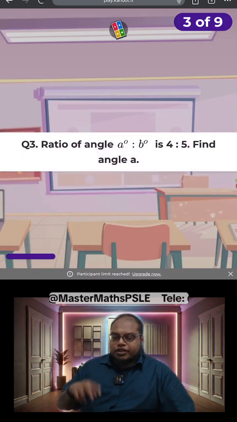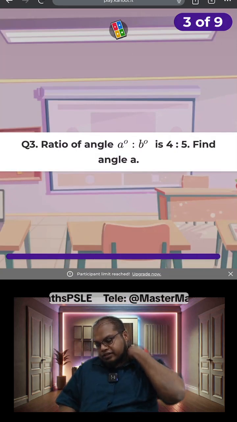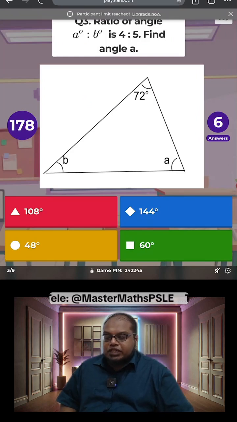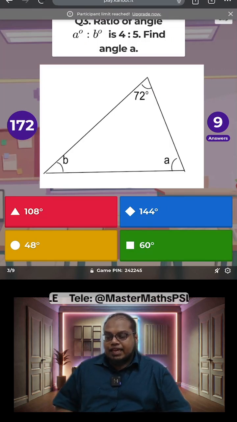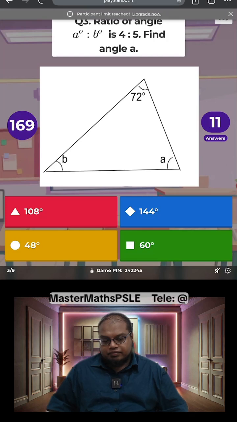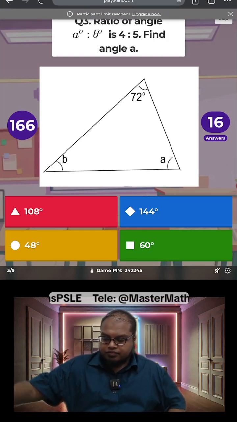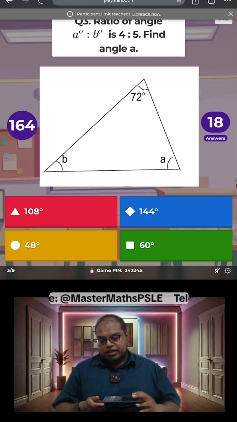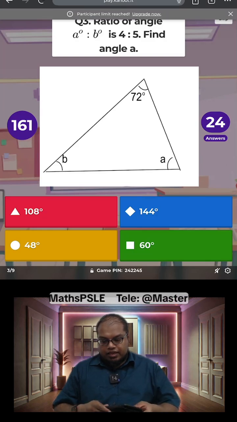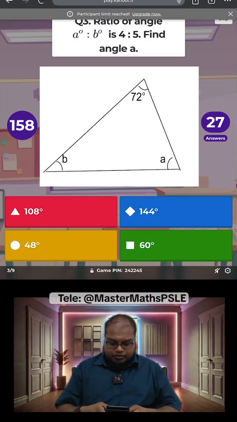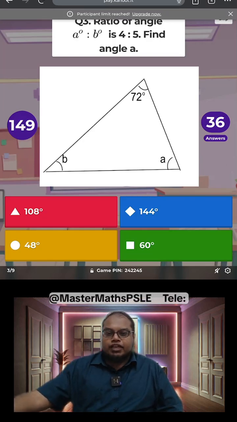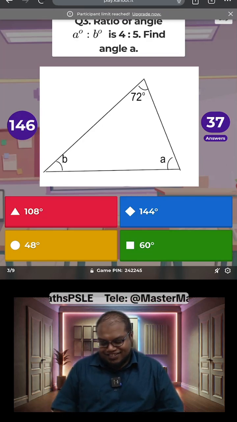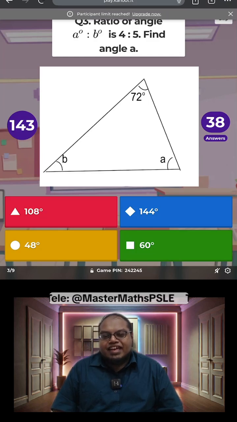Alright, double points this question. Ratio of angle A degree to B degree is 4:5. Okay, find angle A. Find angle A. Had to double check in case I put the wrong answer. Alright, find angle A.